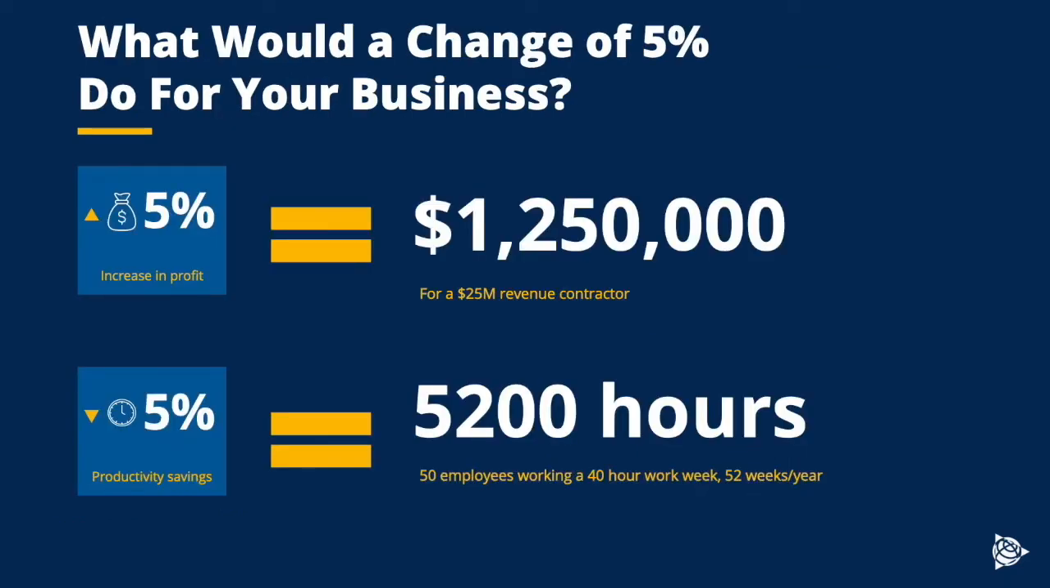So at that 5% profit margin, what would another 5% look like for us? If I was a $25 million contractor, 5% is going to get me about 1.25 million extra in revenue for the year. I could use that for a lot of things. And if I applied that to my labor, that would be 50 employees working a 40-hour week, or about 5,200 hours a year that I could gain if I could just be 5% more productive. So keep that number in mind, 5%, and let's talk about that.